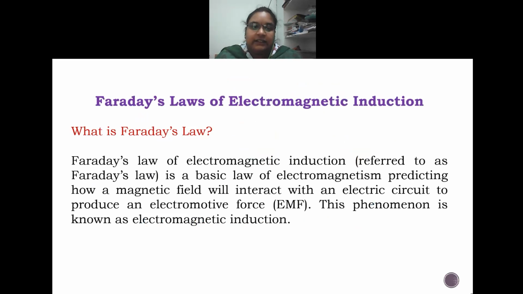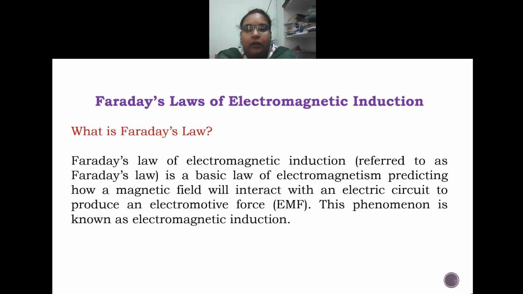So the next set of laws which we will be tackling are called Faraday's laws of electromagnetic induction. So what are Faraday's laws of electromagnetic induction? First we need to know, right? So here there is a definition.